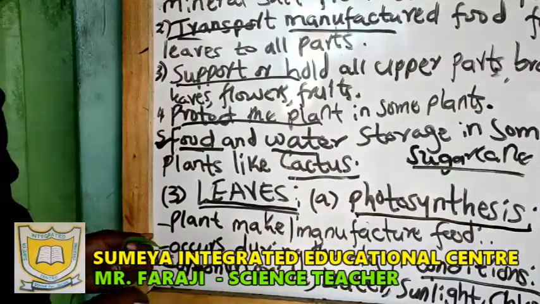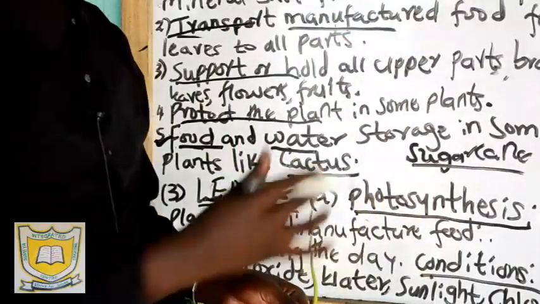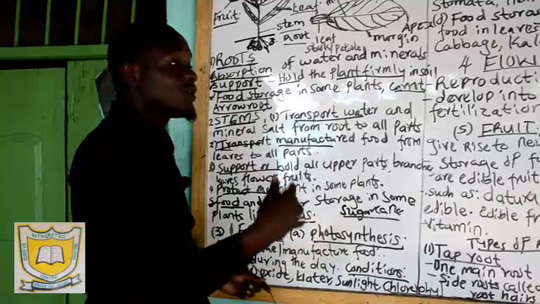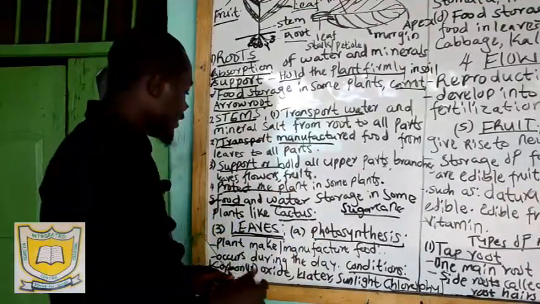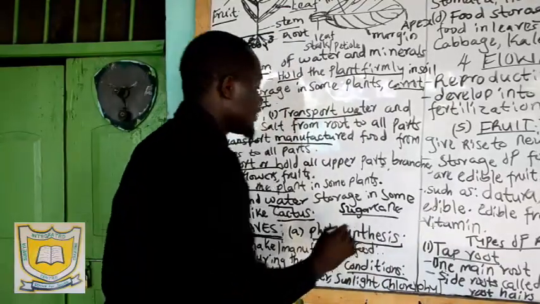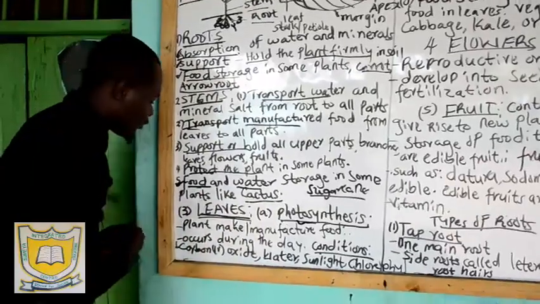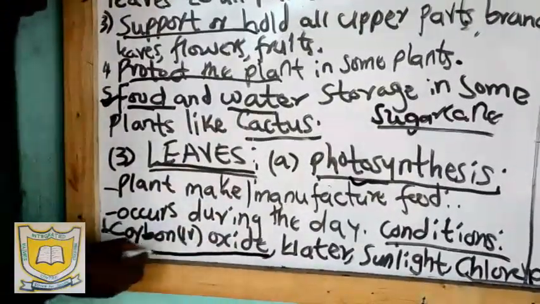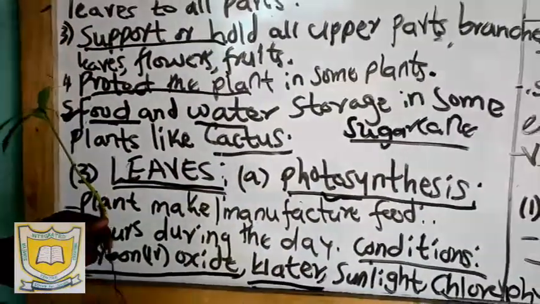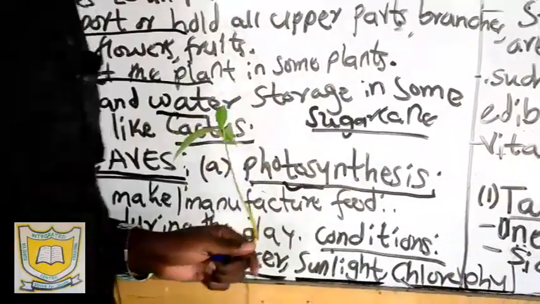Now photosynthesis is the process by which the plant manufactures its own food, and this food is not only used by the plant, but also by human beings and other animals. Now what are the conditions necessary for photosynthesis? Number one, we have carbon dioxide. The second condition that we must have is the presence of water. The third condition is the presence of sunlight, and the fourth condition is the presence of chlorophyll.